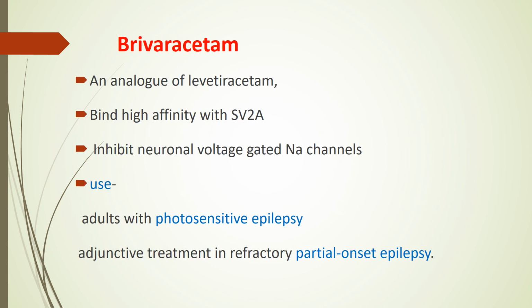And our second agent is Brivaracetam. This is an analog of Levetiracetam. It follows the same mechanism of action as Levetiracetam, and it also has the ability to inhibit neuronal voltage gated sodium channels. Its uses include as an adjuvant agent in the treatment of refractory partial onset epilepsy, as well as in adults with certain photosensitive epilepsy.